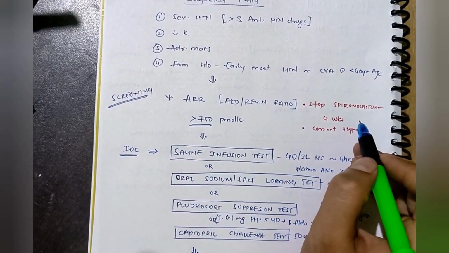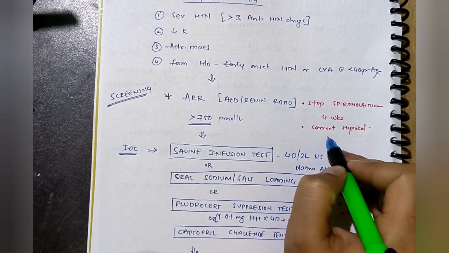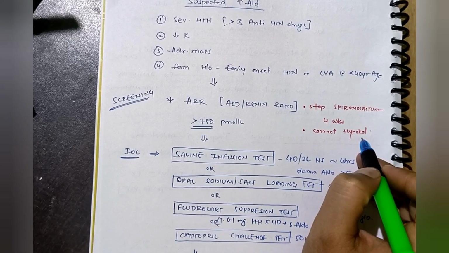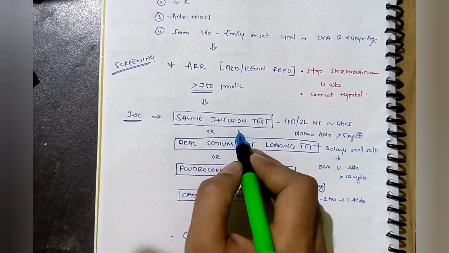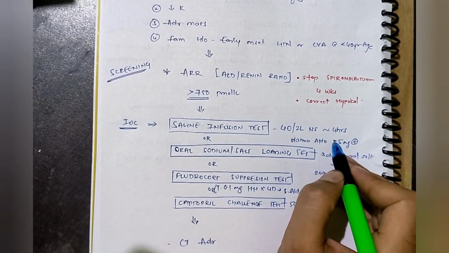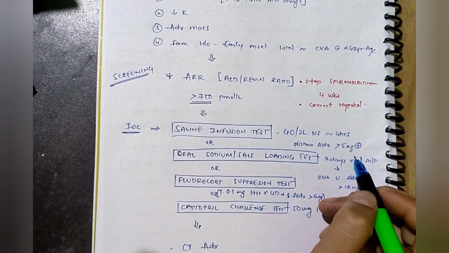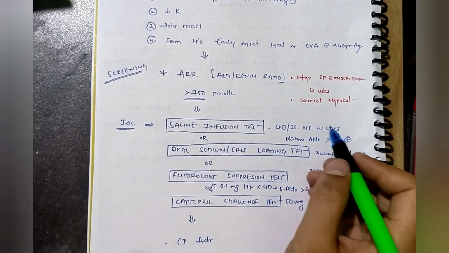Screening is positive. But for the test, you have to stop the spironolactone for 4 weeks, and you have to correct the hypokalemia. Only then do we calculate this ratio. For the investigation of choice, you can go for the saline infusion test. That is, we give 2 liters of normal saline, 0.9%, over 4 hours, and then check plasma aldosterone levels. If it's more than 5 to 10 nanograms, then the test is positive.